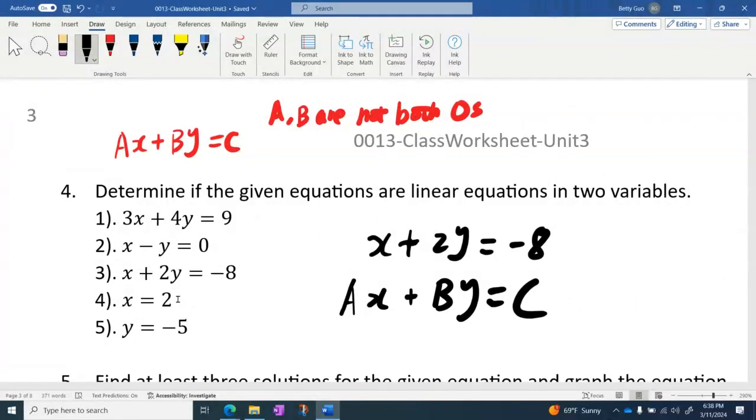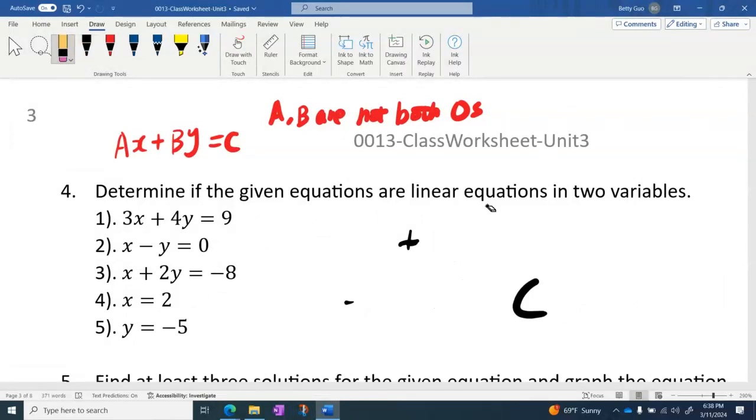Would it be 1, 2, and then -8? Awesome, exactly. All right, guys, listen up. Number 1, number 2, number 3, they're all linear equations in two variables, right? Okay, now is the turn of number 4.